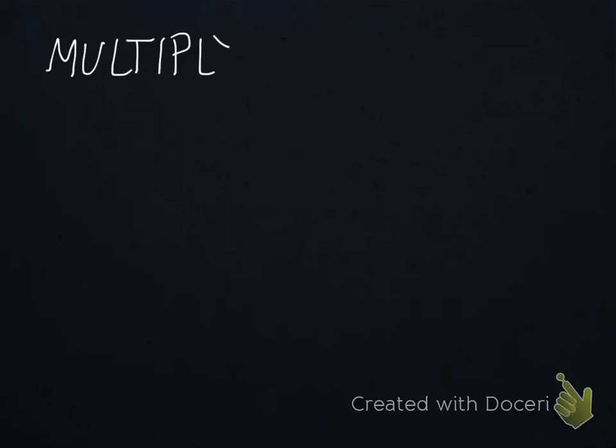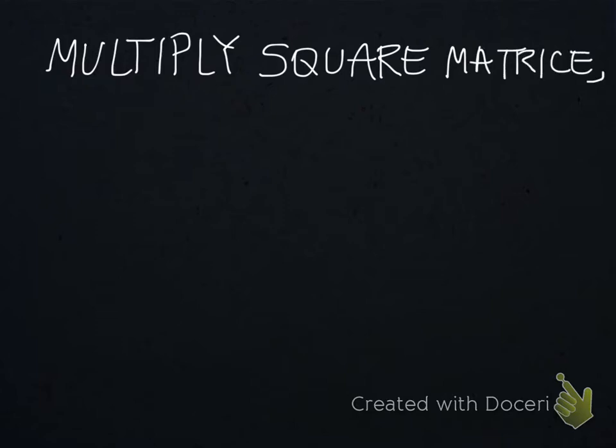Okay, so for this lesson, we're going to work on multiplying square matrices. Basically, what we're doing when we multiply square matrices is what we've been doing previously when multiplying matrices, except these are going to be perfect squares. So the example we're going to look at is a 3 by 3 problem.